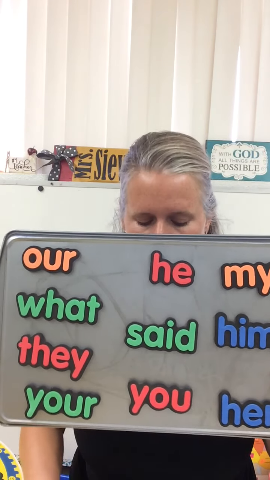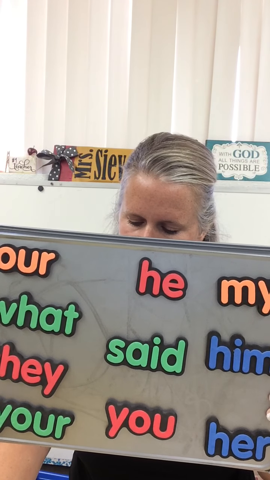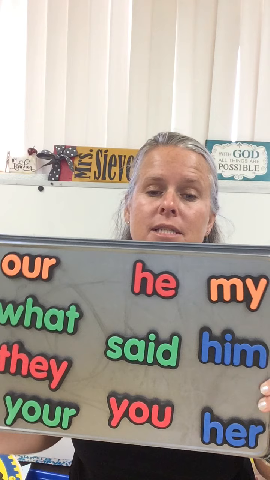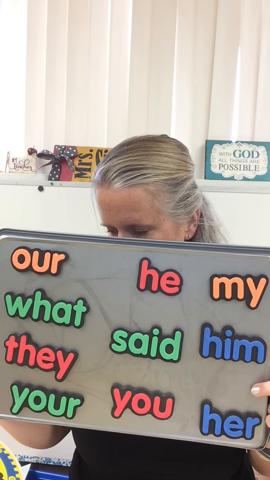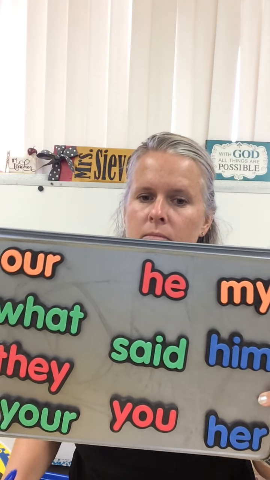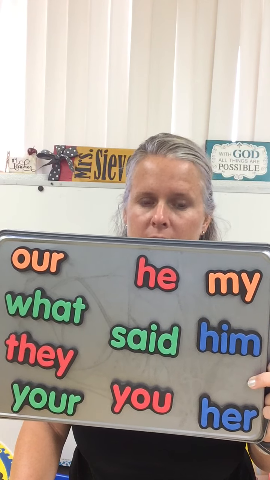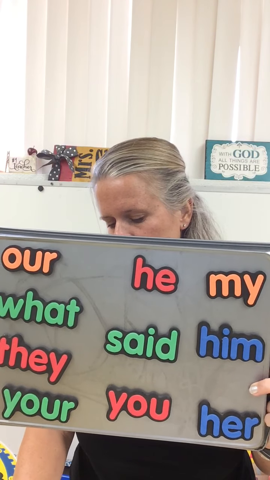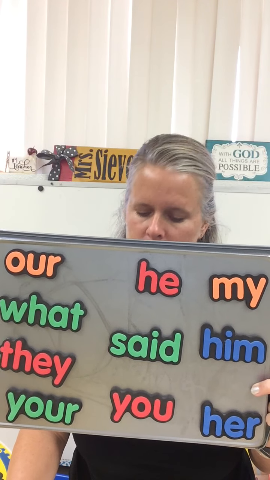First one I want you to write is you. I want you to write the sight word you. Some of you might know how to spell it without looking. If you need to look, please do so. Okay, if you need more time, push pause, please. The next one, number 2, is her. Her.